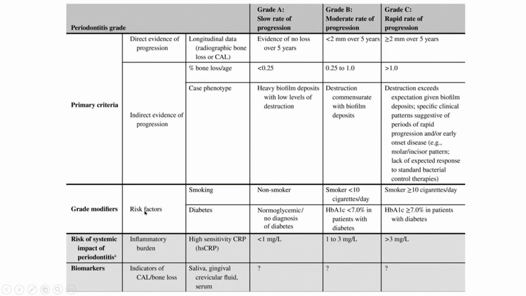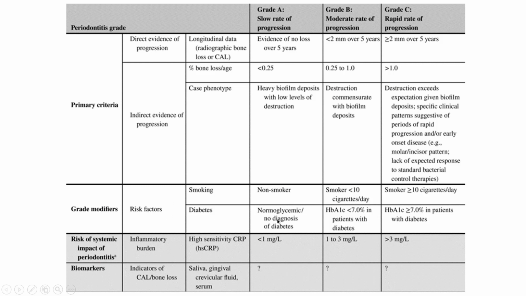So now we have our grade modifiers. These are the things that modify disease as well as risk factors, right? So the big ones are smoking and diabetes. We've been talking about this for a long time, and so much so that they influence disease so much that they are part of the new system. So a grade A, slow rate of progression, this is considered a non-smoker. If a patient smokes less than 10 cigarettes a day, they're minimally a B. Smoker with 10 or greater than 10 cigarettes a day is a C.